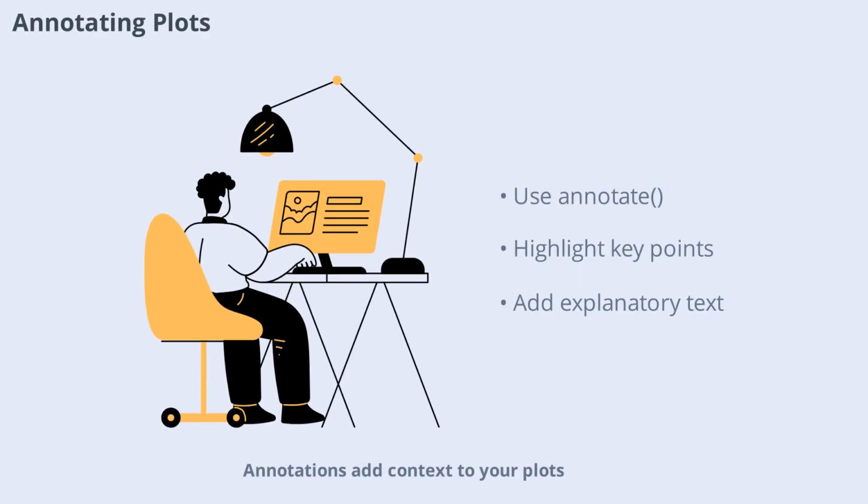Annotations add context to your plots, such as highlighting key points or adding explanatory text. In Seaborn, you can use Matplotlib's annotate function to add arrows, labels, or notes. Annotations help guide your audience's attention and clarify your findings. Let's add annotations to a scatter plot to emphasize interesting data points.